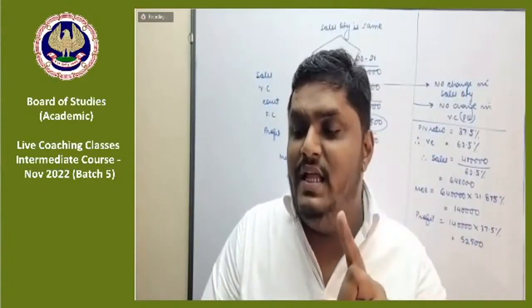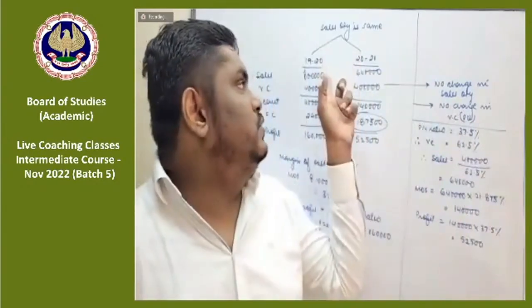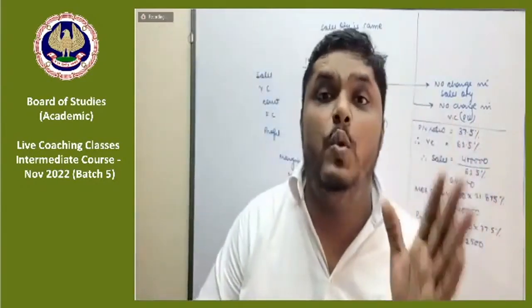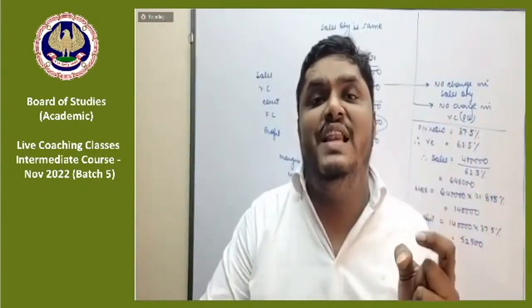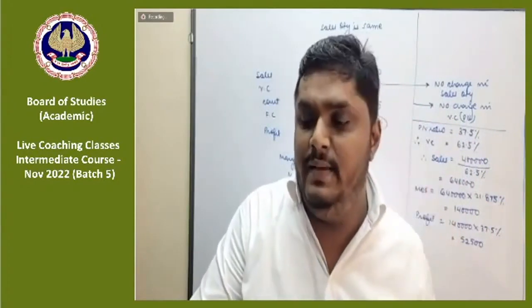My dear Nidhi Parekh, here the sales is reduced from 8 lakh to 6 lakh 40,000. Why? Because of the reduction in the selling price, as the question is saying.